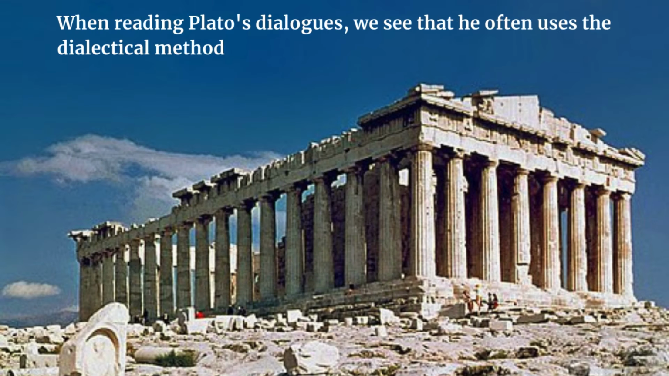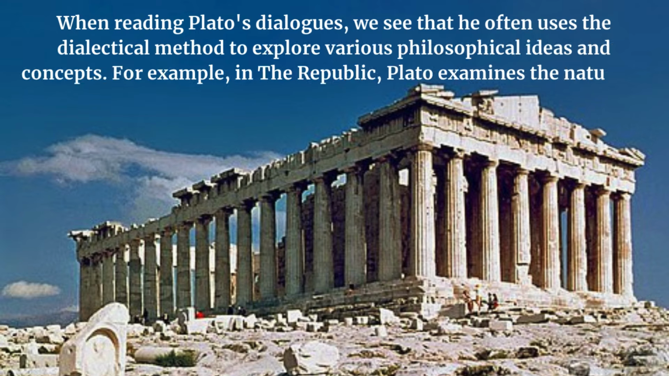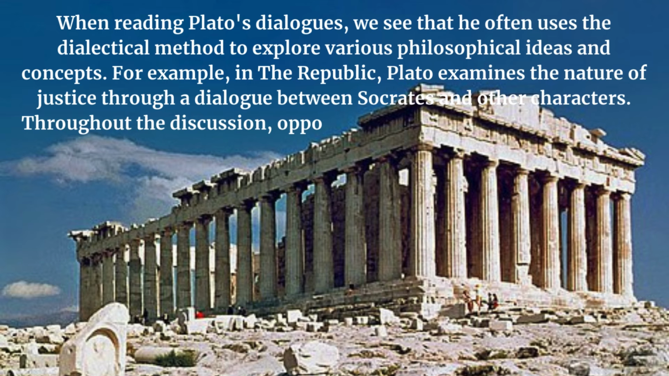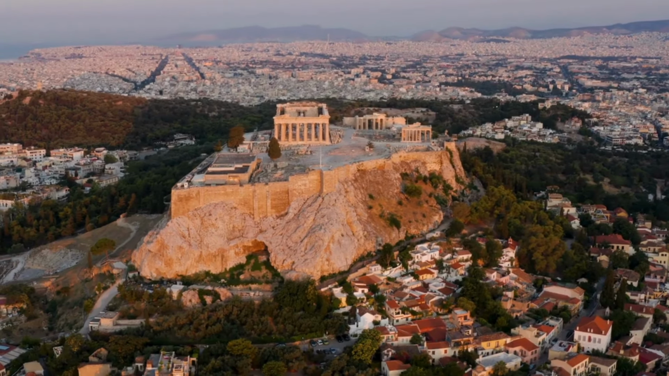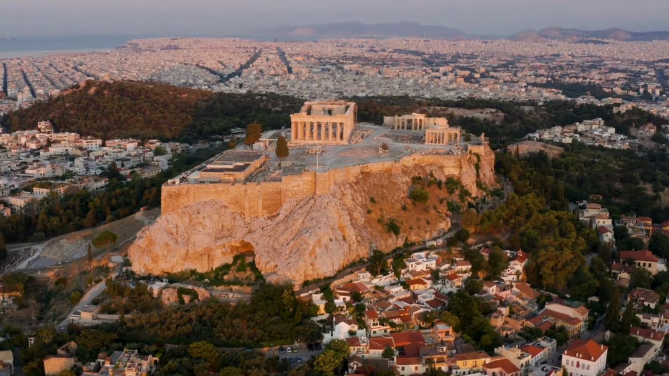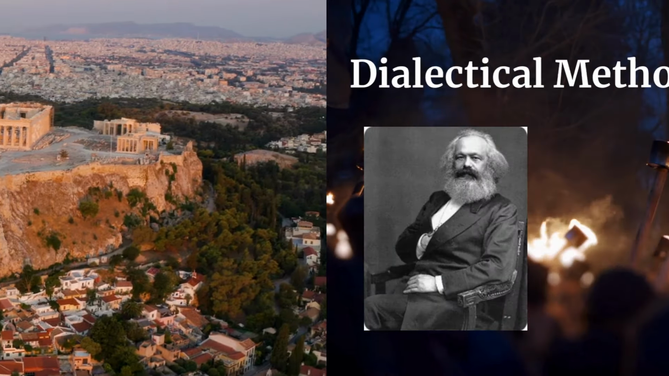When reading Plato's dialogues, we see that he often uses the dialectical method to explore various philosophical ideas and concepts. For example, in the Republic, Plato examines the nature of justice through a dialogue between Socrates and other characters. Throughout the discussion, opposing opinions and arguments clash, leading to a deeper understanding of the concept of justice.